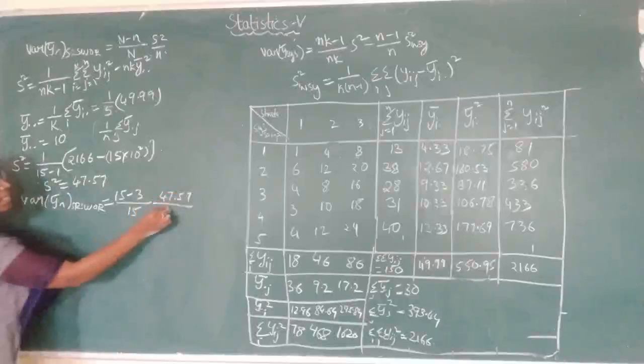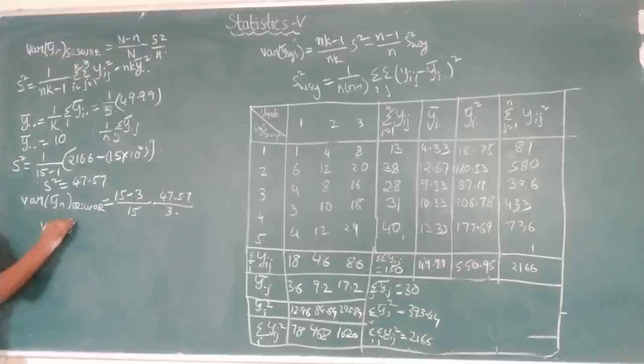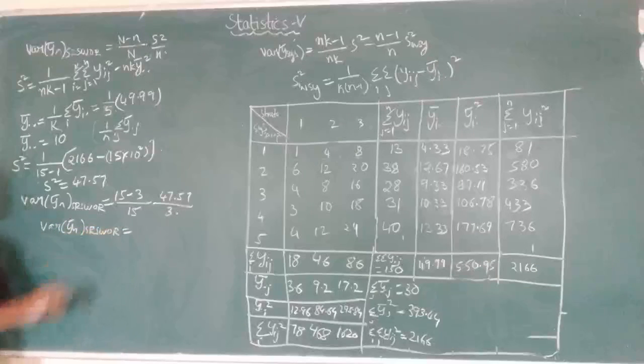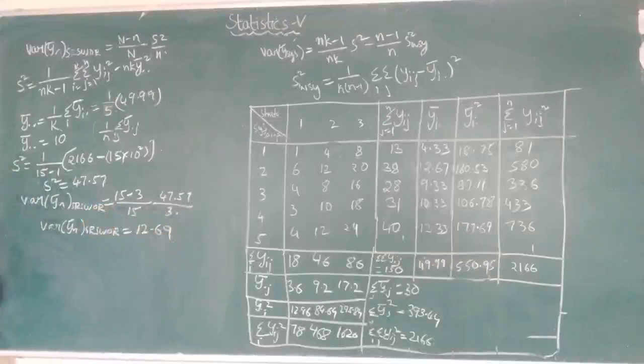small n, that is 3. Now calculate this value. You will be getting the variance of y bar n under SRS WOR. Calculate the value. You will get the random sample variance as 12.69. So this is the calculation of variance for the random sample if the systematic data is given.